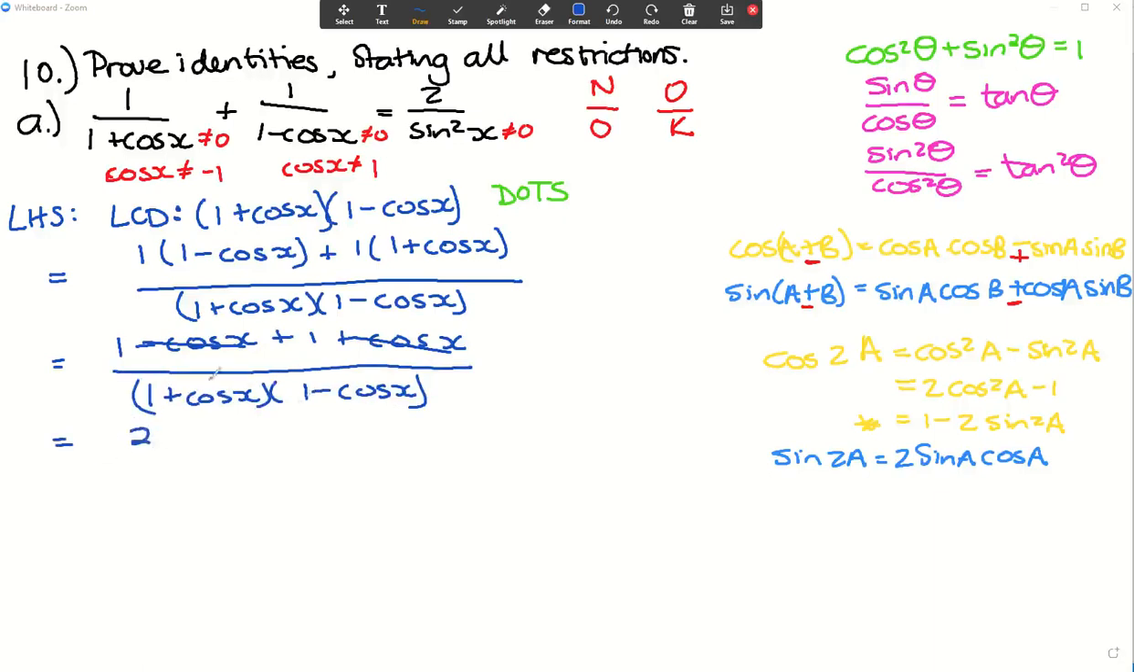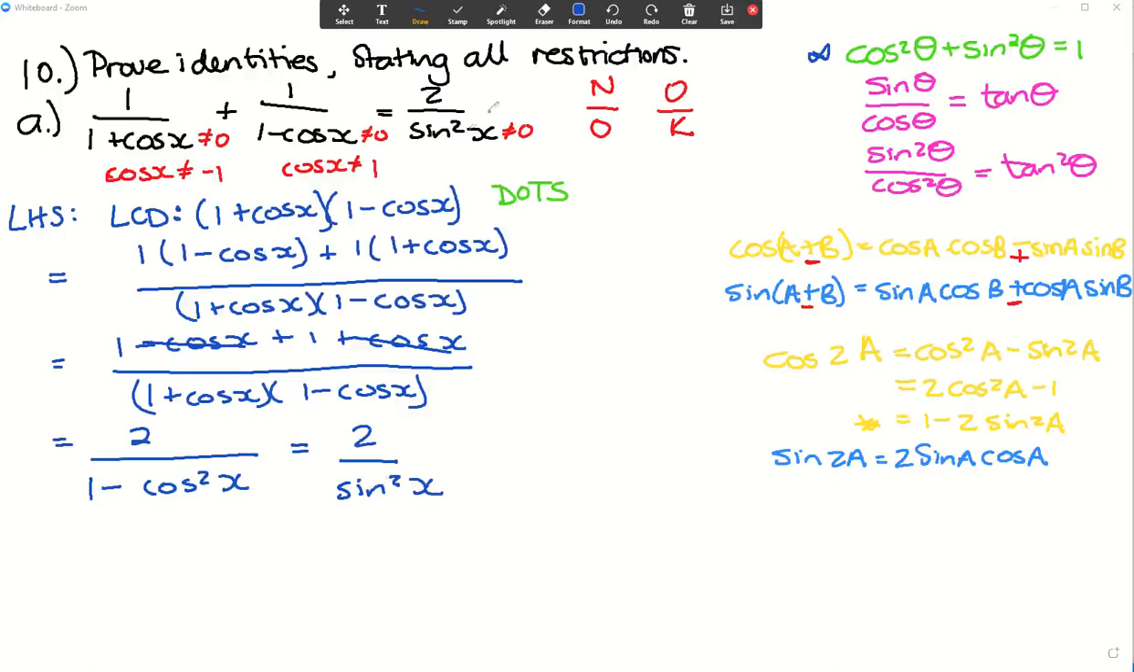Now, how do we deal with the bottom? The bottom, I told you, was a difference of 2 squares. So if I had to write that out, I end up getting 1 minus cos squared x. And that's easy enough. This is that identity just rearranged. 1 minus cos squared leaves you with sine squared. So this becomes 2 over sine squared x. Quite an easy one, nothing actually too difficult. It's definitely a grade 11 level question.